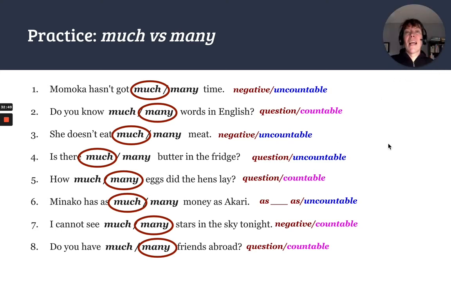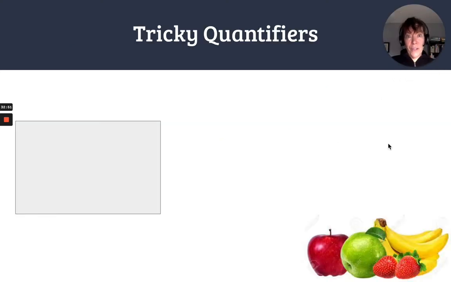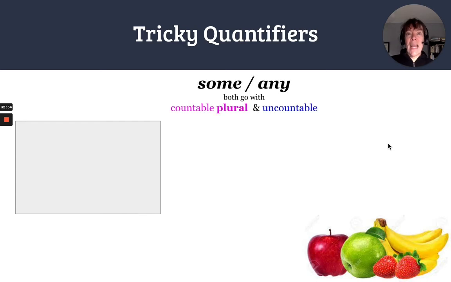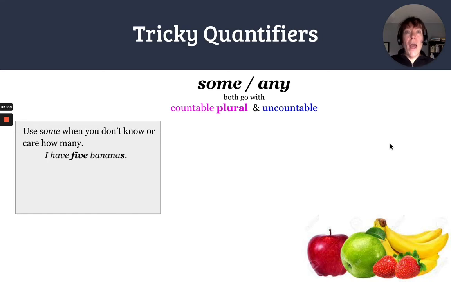Nice. Let's talk about another tricky quantifier. Some and any. Probably you know this. Both of these go with countable plural and uncountable. We use some when we don't know or we don't care how many. You can say, I have 5 bananas. That means you know how many and you care. But you could say, I have some bananas. How many? I don't know. I don't care. Some. Or I have some fruit.